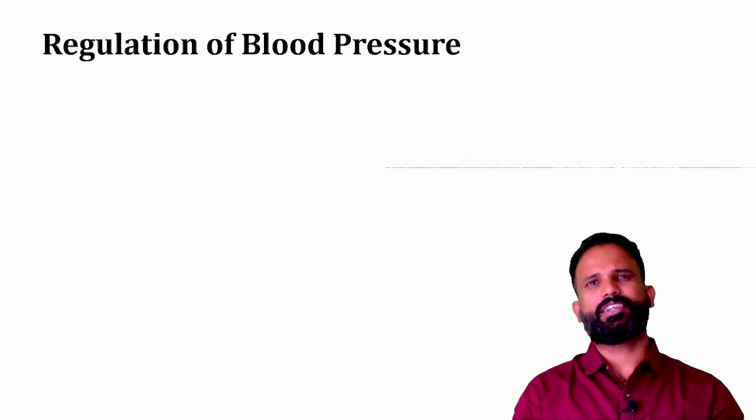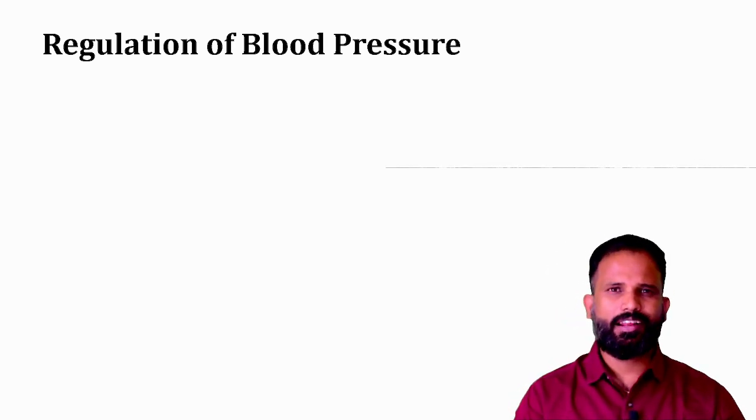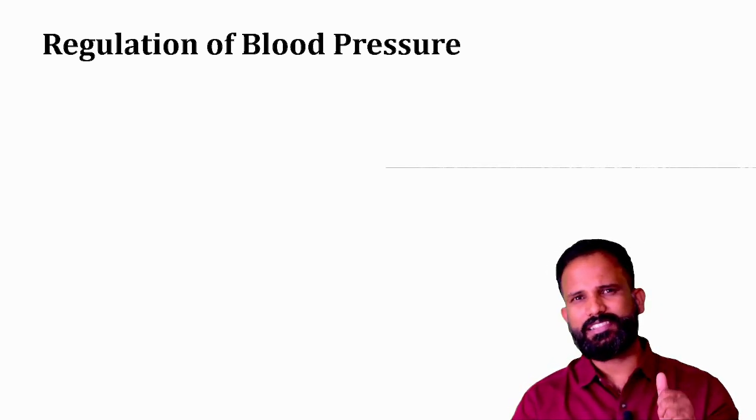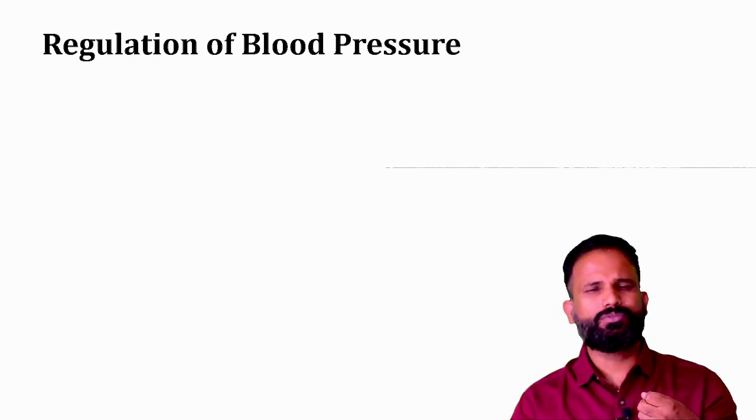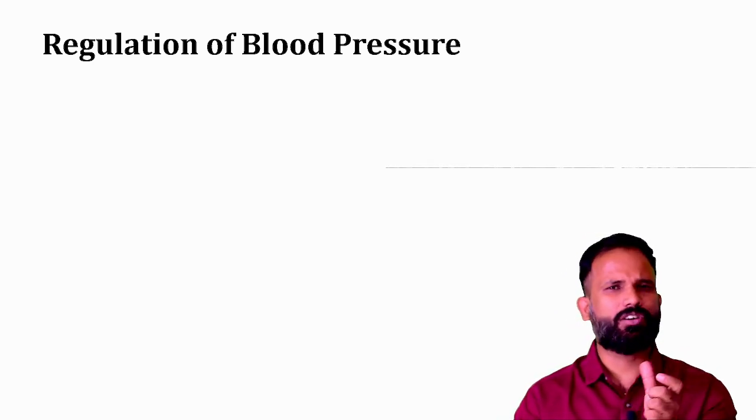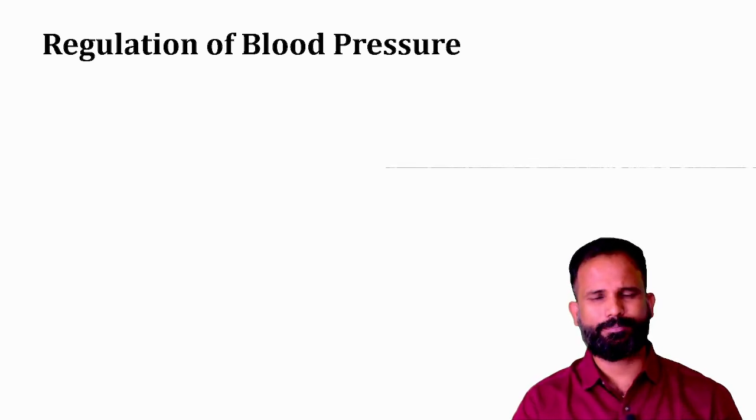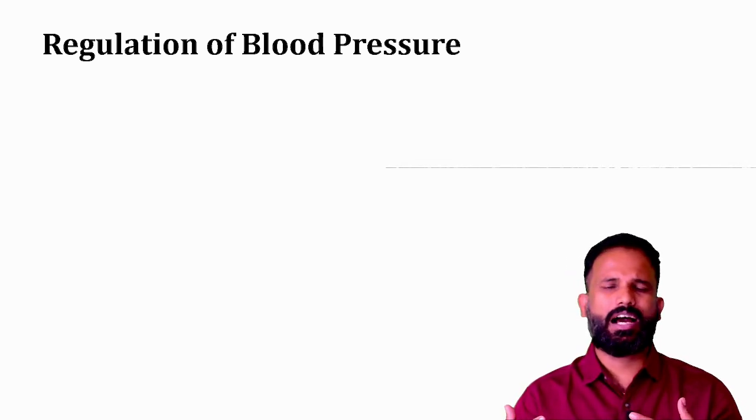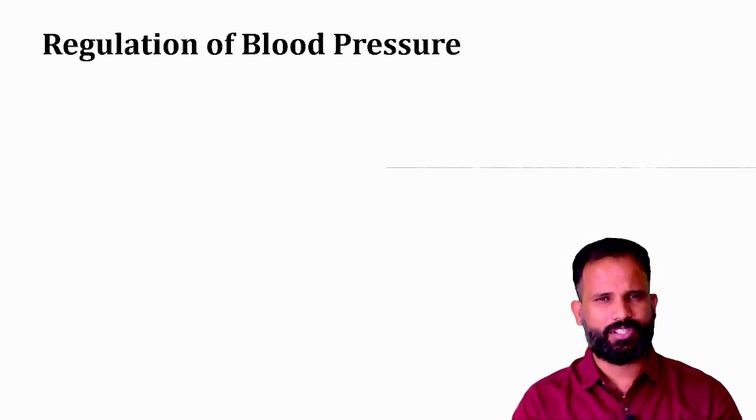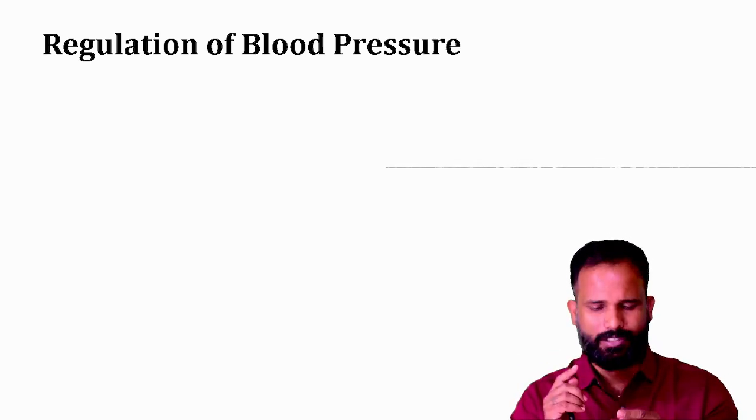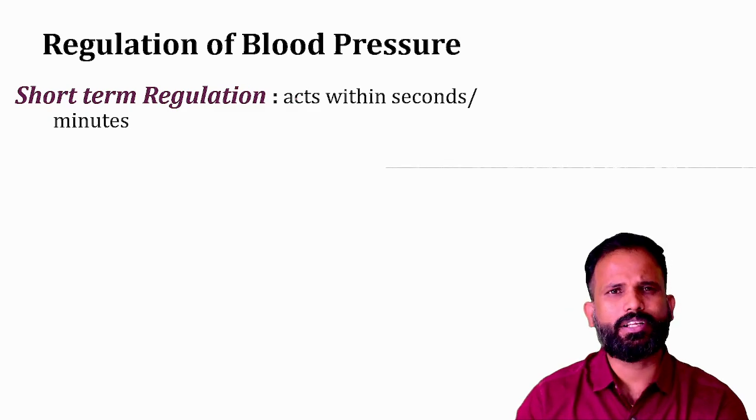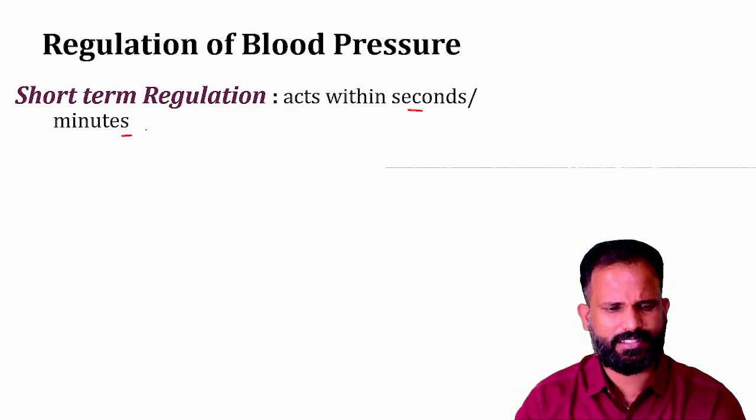And coming to the regulation of blood pressure. Regulation of blood pressure occurs within seconds, minutes, hours. Within seconds, we call that short-term regulation, usually neural. Within minutes, there is an intermediate regulation. And within hours, it is a long-term regulation. So there are three kinds: short-term, intermediate, long-term. We'll see. Short-term regulation is within seconds or minutes.